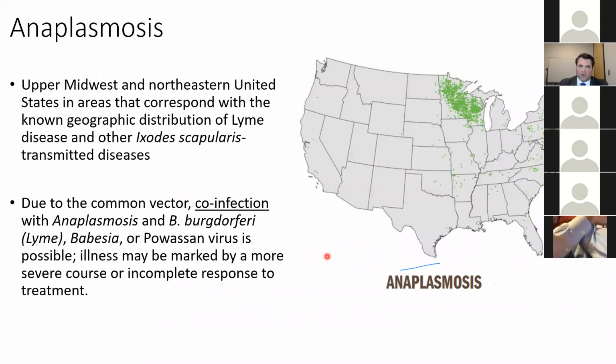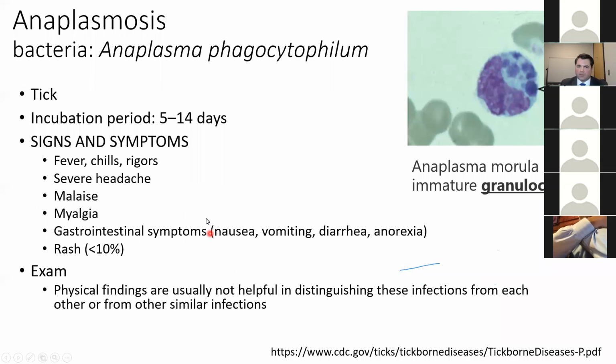Okay, so moving on to anaplasmosis. Here is the geographic distribution, and it's in the areas that are also areas that have Lyme disease. Due to the common vector, you can have co-infection with anaplasmosis, Borrelia burgdorferi, which is Lyme, and Babesia, because the same tick can transmit several different types.